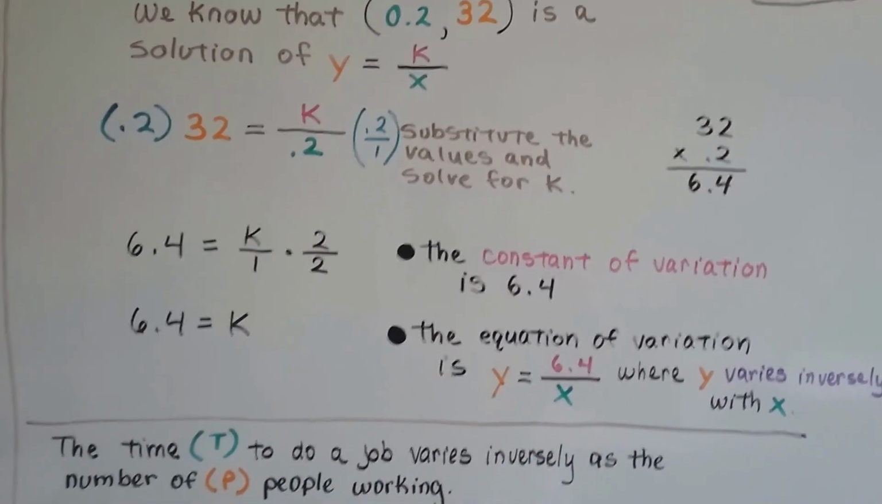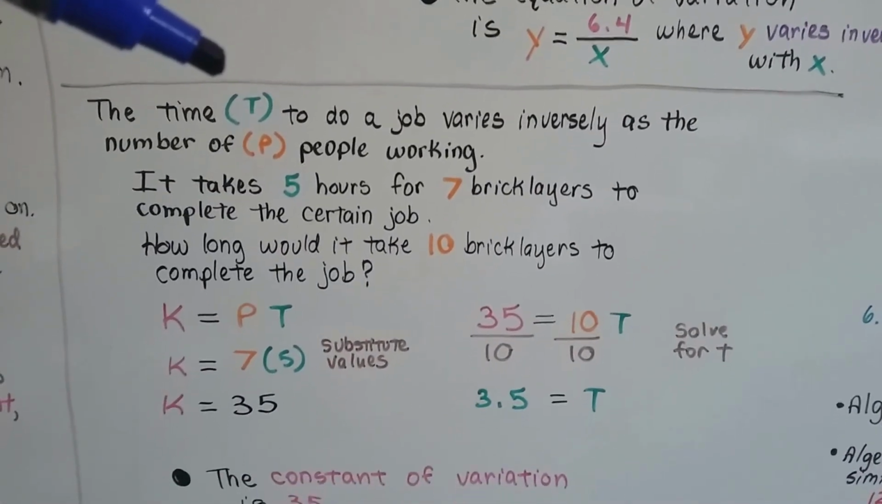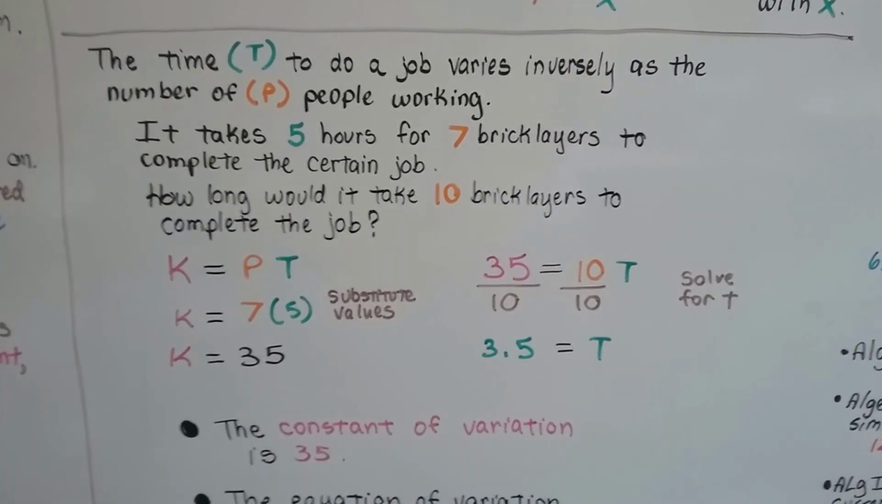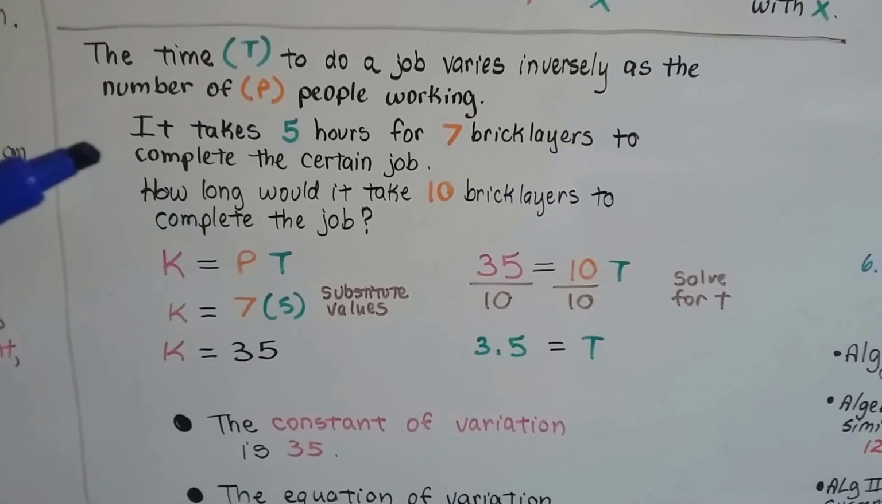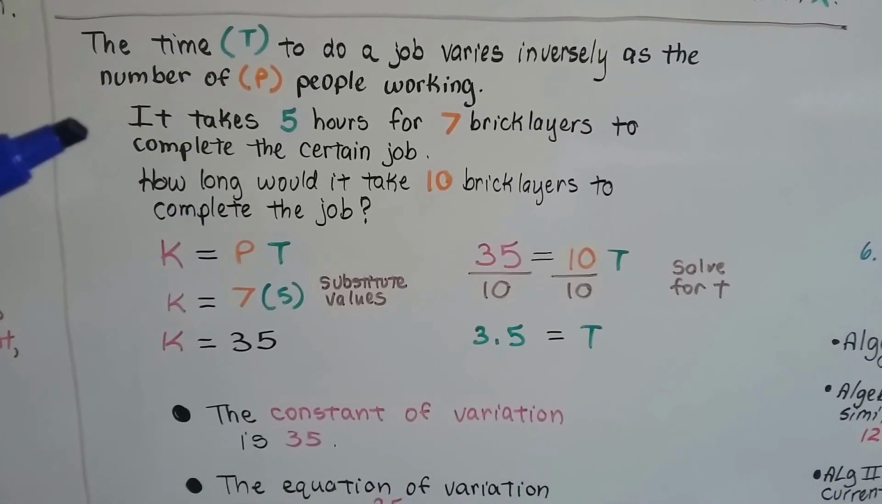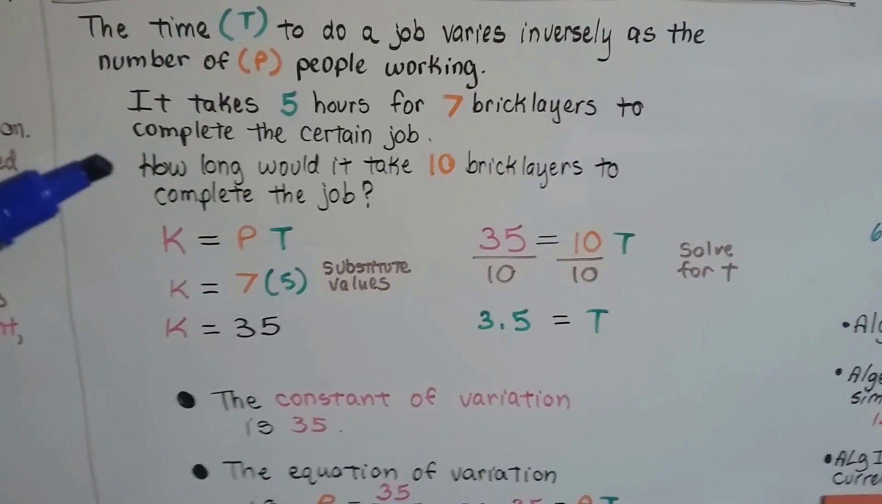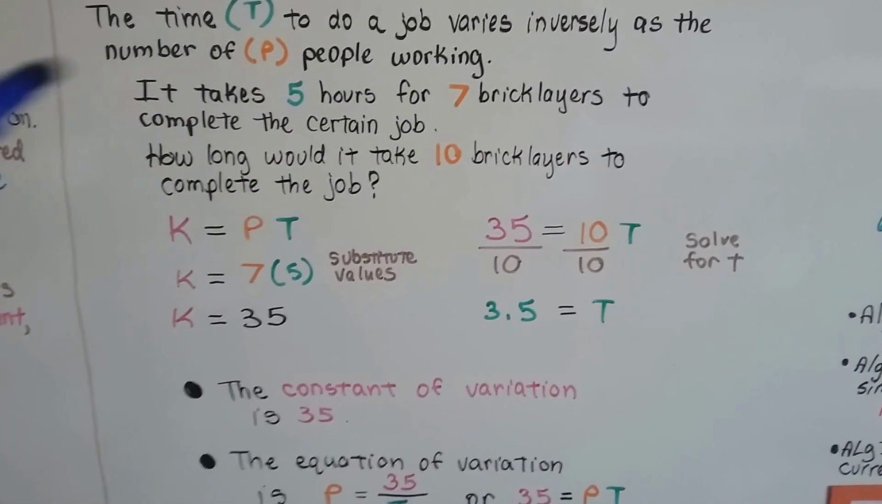Okay? Let's try another one. The time t to do a job varies inversely as the number of people working. The more people you've got doing the job, the quicker it's going to go, right? So it takes 5 hours for 7 bricklayers to complete a certain job. How long would it take 10 bricklayers to complete the job? So now we've got 3 more people helping, okay?